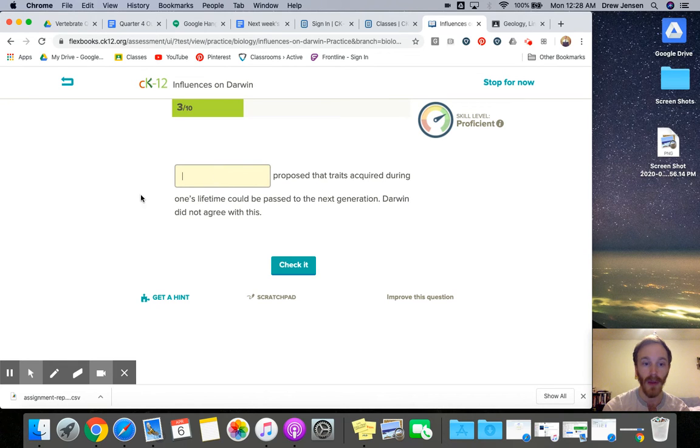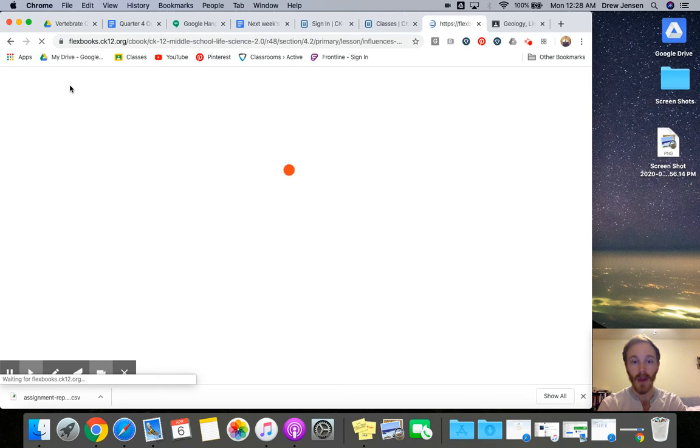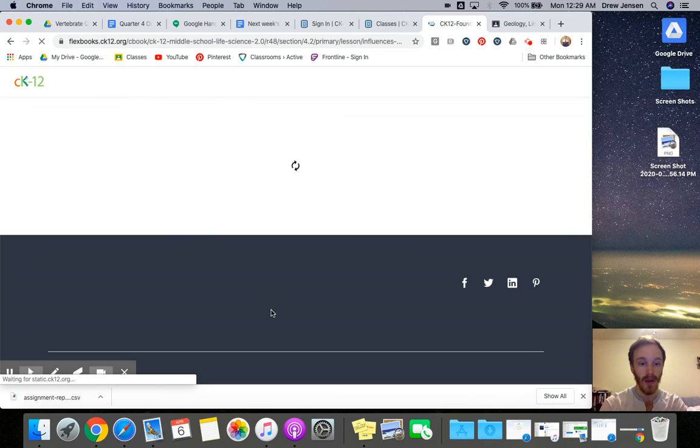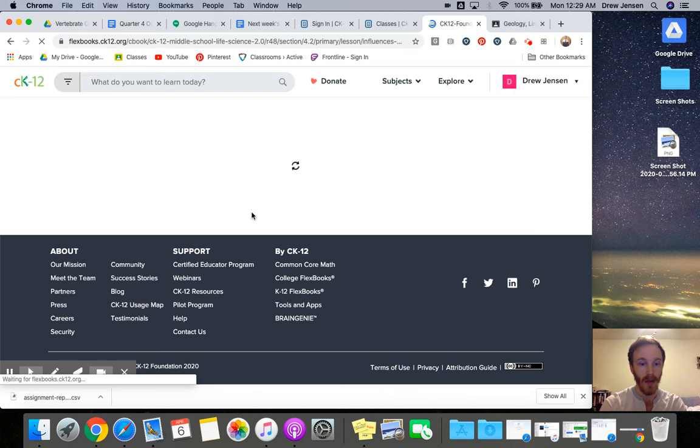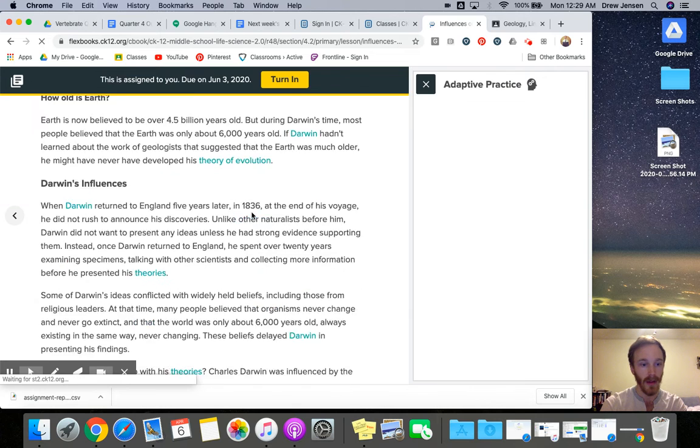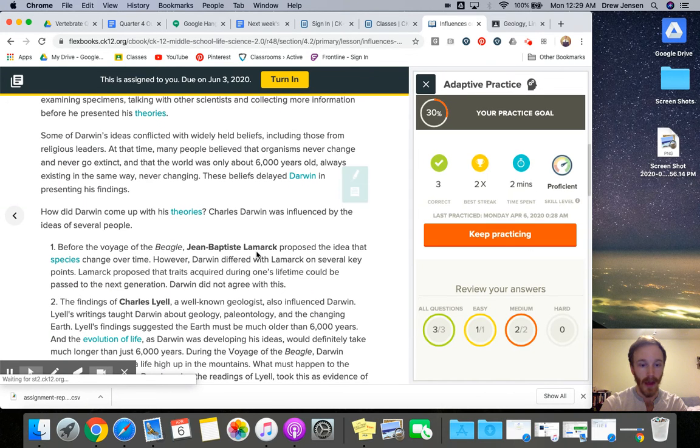Ooh, here. So this one we actually have to type in. Blank proposed that traits acquired during one's lifetime could be passed down to the next generation. Darwin did not agree. I don't remember exactly how to spell it. So again, an easy way to jump back into the reading and double check his name. I think it was Lamarck. I was thinking Lyell, but he was the geologist. Yeah. So let's just try.